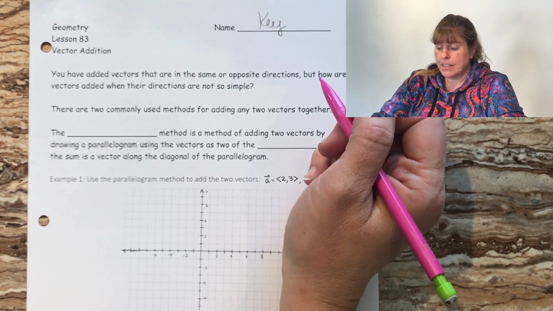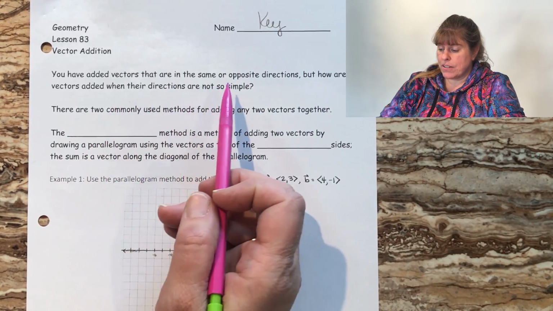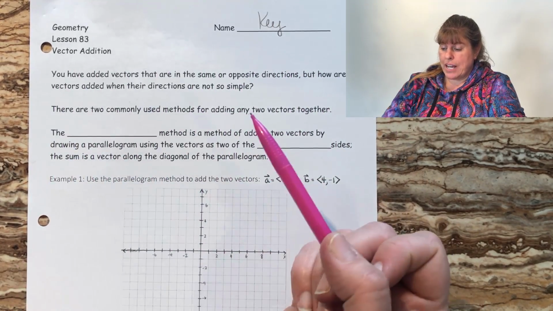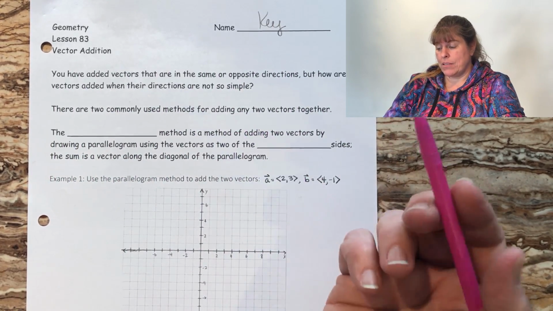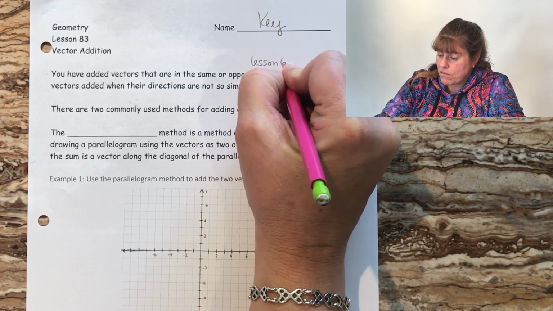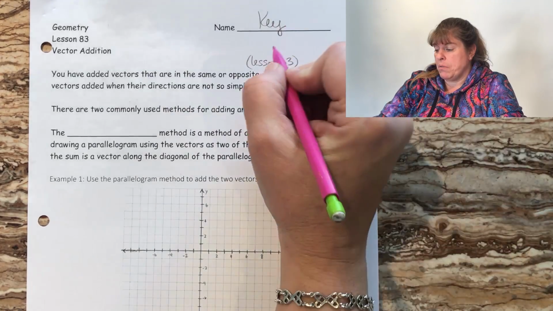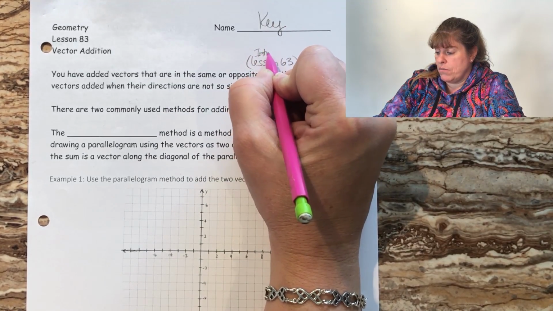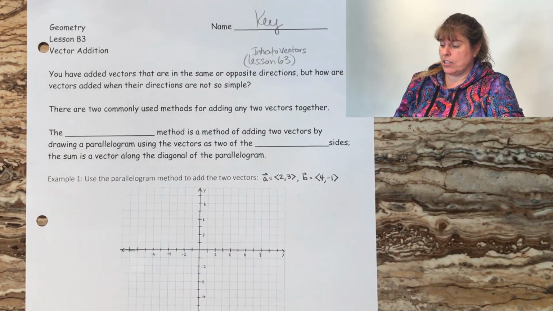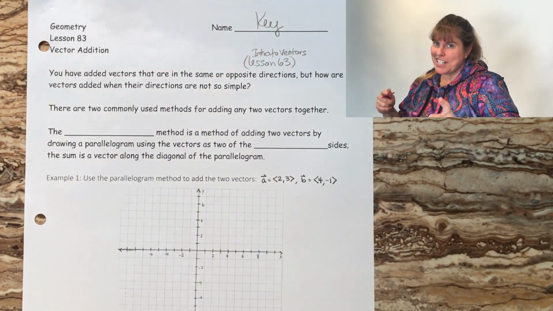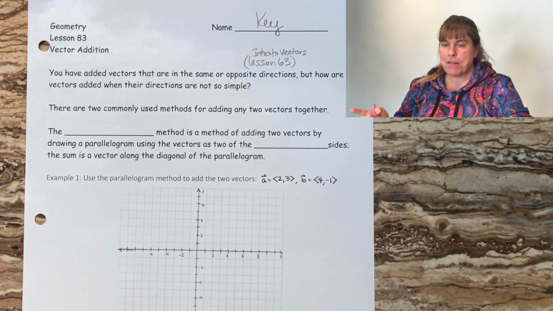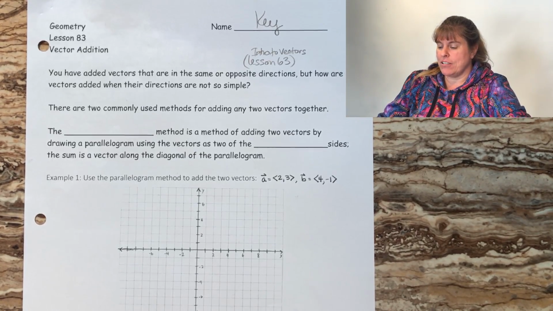Anyway, lesson 83. You've added vectors that are in the same or opposite directions, but how are vectors added when their directions are not so simple? That's what we're going to be doing. If you want to, you could write lesson 63, intro to vectors. That's when you first learned about vectors with direction and magnitude. Okay. There are two commonly used methods for adding any two vectors together.